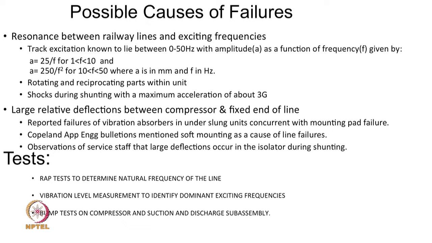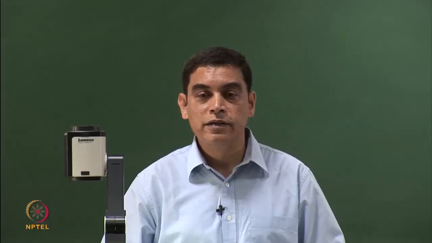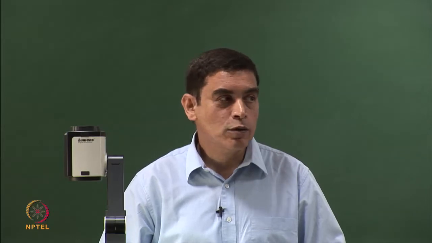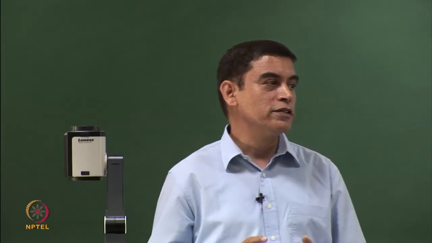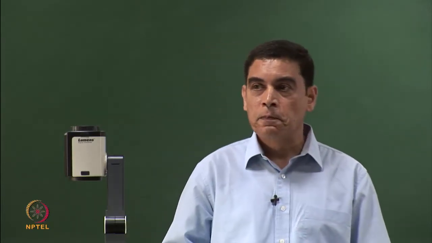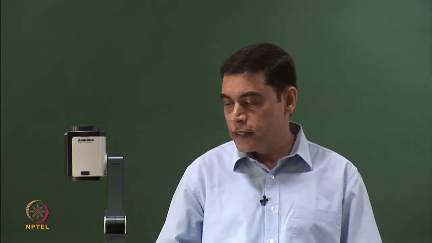Now very large relative deflections between compressor and fixed end of the line would result in problems. And then I had to do some research and reference with other countries using hermetic compressors and railways. So one of the things I found was in an application guideline that Copeland had discovered flexibility of the compressor mounting as one of the reasons for deflection, large deflections. So to verify this, we did one experiment.